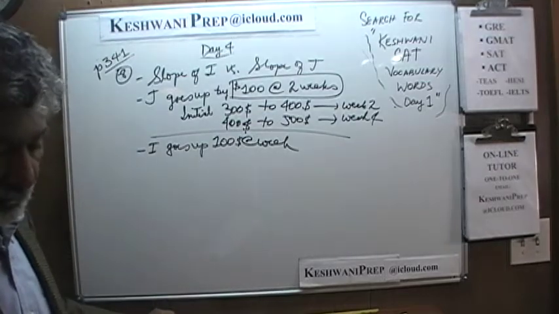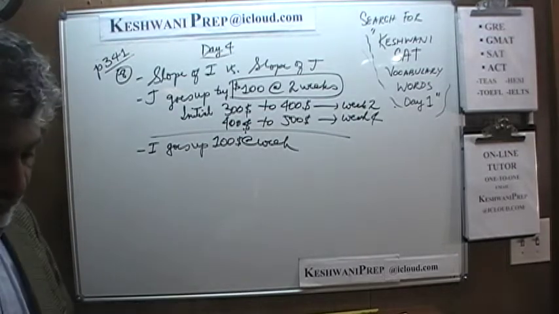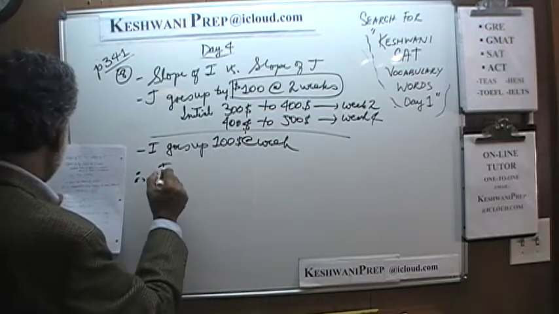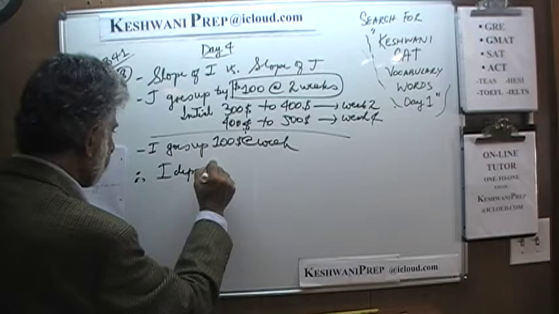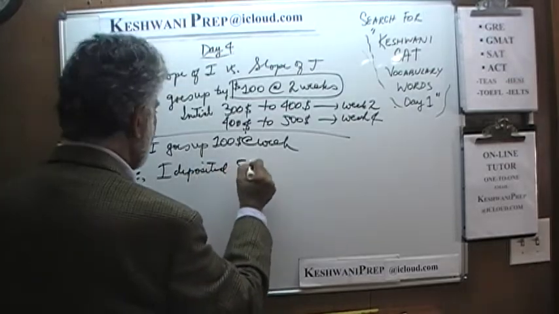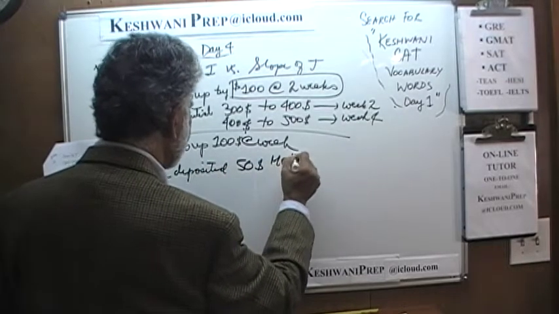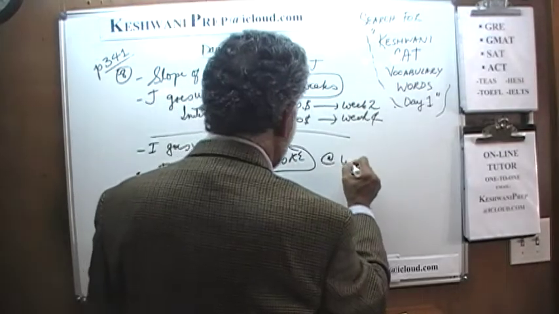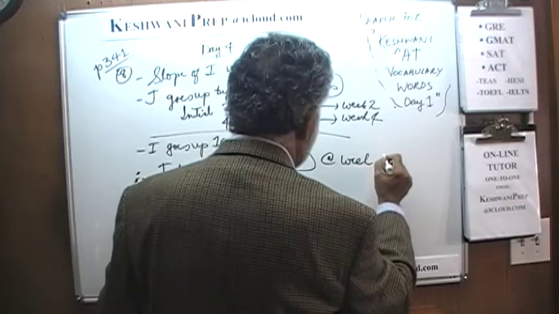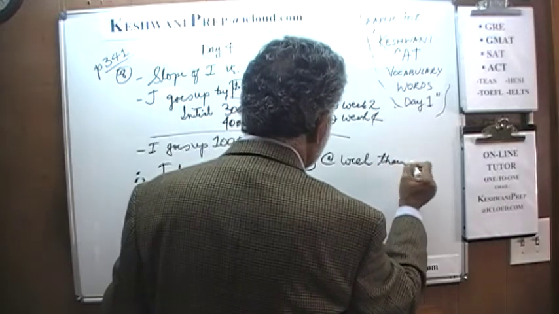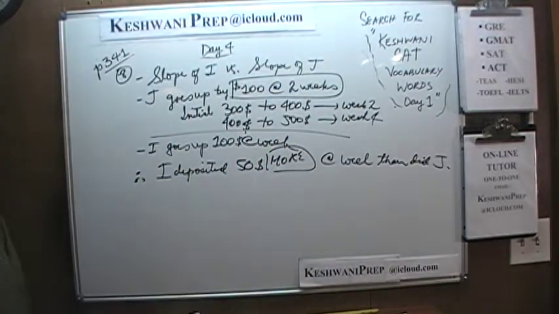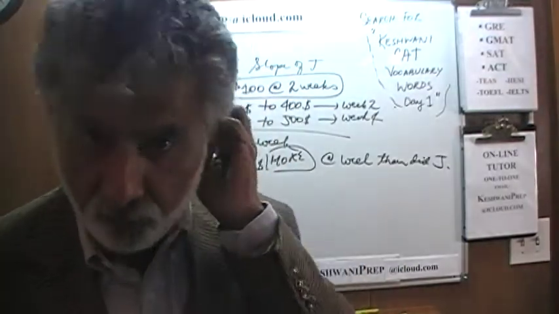And the question was, how much more is I depositing in the account? And the answer is, I deposited $50 more, that's the keyword here, $50 more each week than J. That's all. The question was, how much more is I depositing in the account compared to J? And the answer is $50.